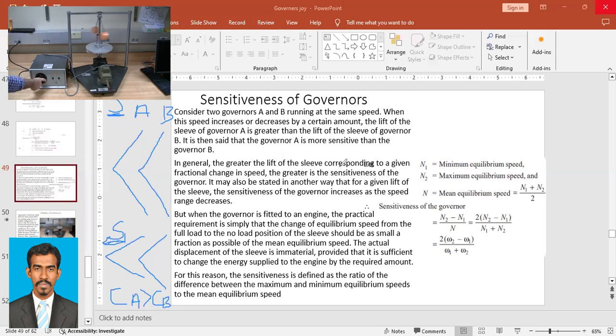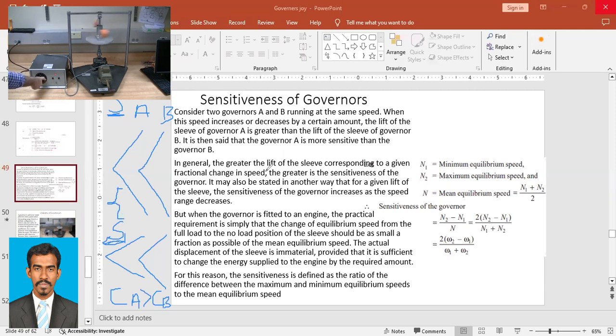The greater the lift of the sleeve corresponding to a given fractional change, the greater the change. So initially it was like this, and later it was like this. The change could be something like this, maybe this.